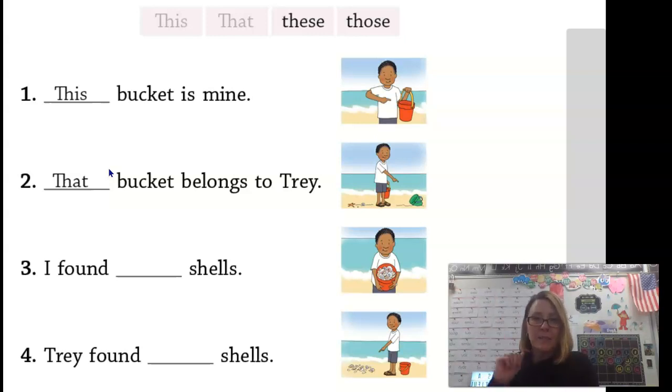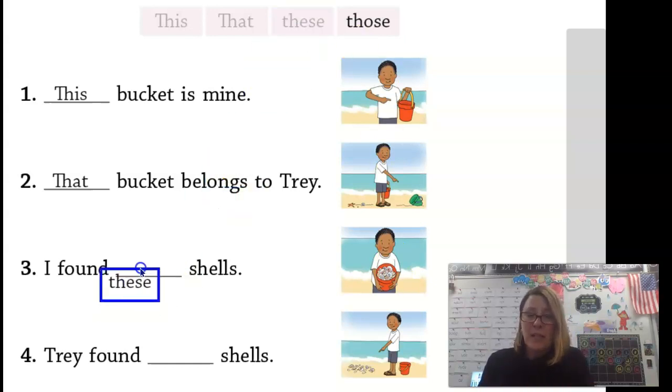Okay, number 3, I found blank shells. They look like clam shells, don't they? Okay, I found those shells. I found these shells. Now that's hard because you could use either one. Neither one of those is incorrect. The only way we know which one to use is based on what's happening in the picture. And he's got the shells close to him, so that means he's saying, these are the shells I found. These right here, right close to me. So he would say these.